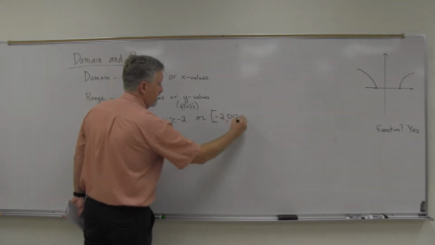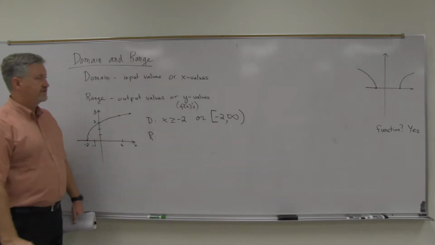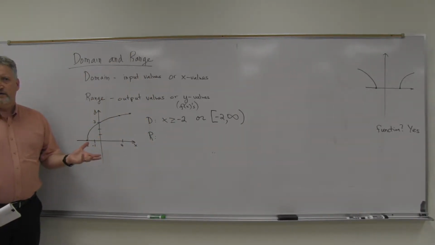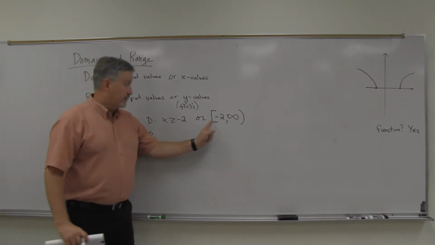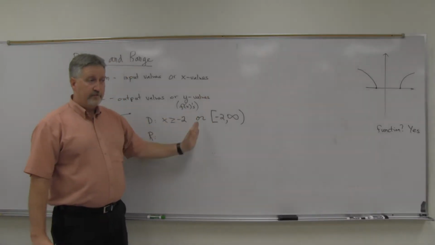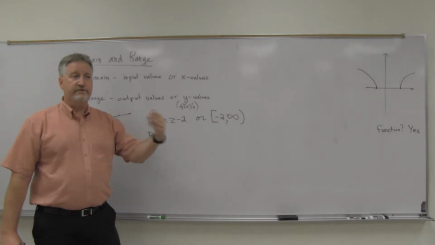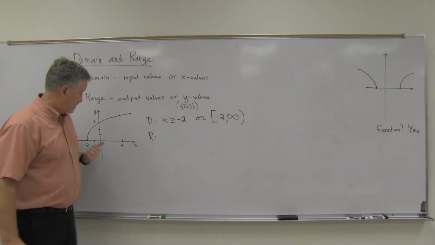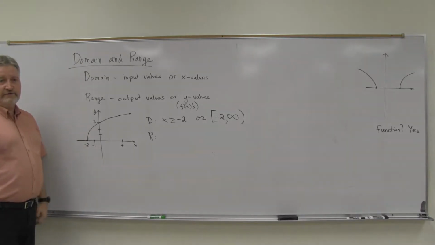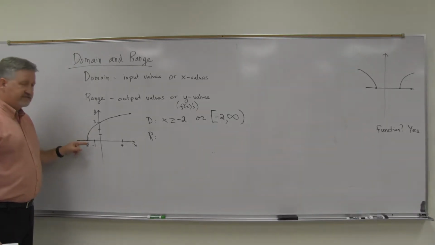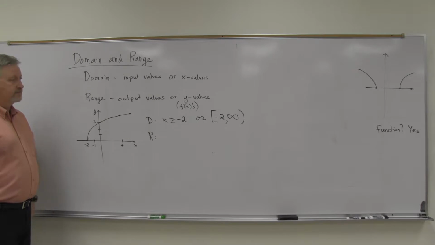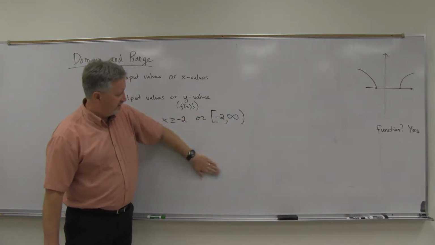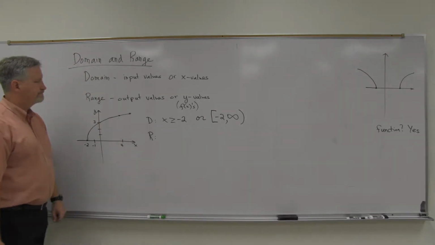So that would be the infinity. And then we'd use a bracket on the -2 and a parenthesis on the infinity. Now, tell me why I use the bracket there. Yeah, it could be equal to -2. If I put a parenthesis there, that would mean -2 is not included. Bracket means -2 is included. If -2 wasn't included, you'd see an open circle there. So -2 is included, so that's why I use a bracket, and infinity always has a parenthesis.